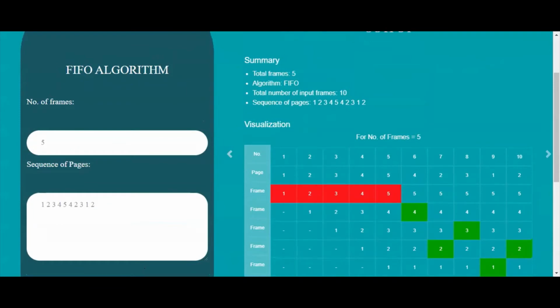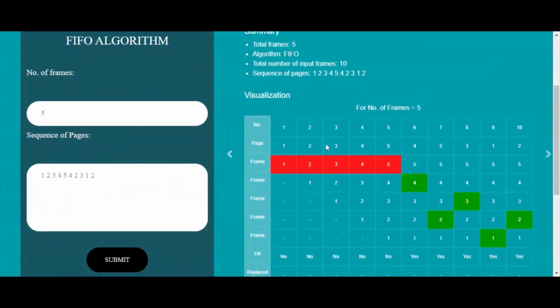So total, we have 5 frames that we have entered. Now, the algorithm is FIFO and there are 10 inputs for the frames. So the sequence of the pages is as we have given. Now, as there are total 5 frames, you can see here that we have 5 frames available. Then we have the pages that come one after another. This is the number of input that is starting from 1 to 10. That is the sequence we have entered.